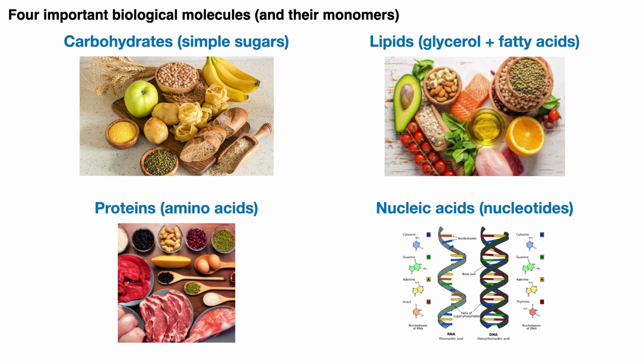There are four important kinds of biological molecules. All of these molecules are pretty large molecules that are composed of subunits. Now, the way the terminology works here is that individual subunits we call monomers. When they are linked together, they're called polymers. So each of these four biological molecules are the polymers of the monomers that are included behind them.